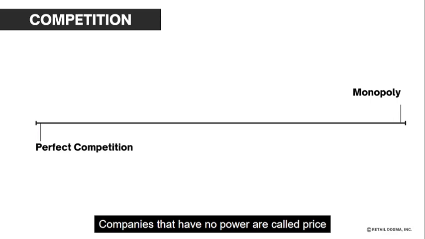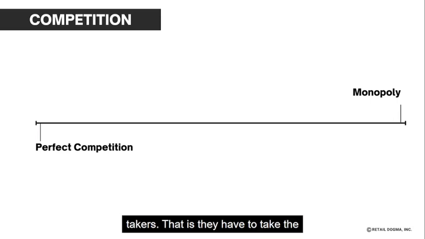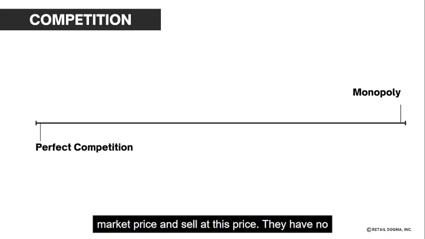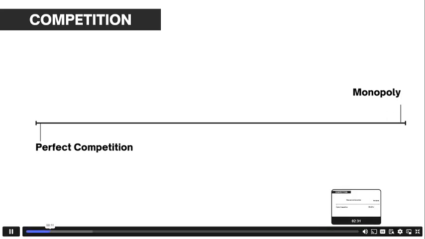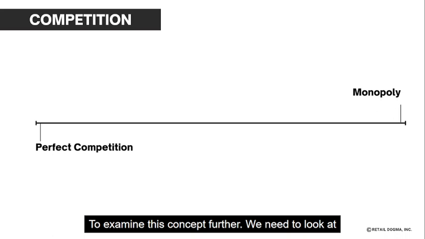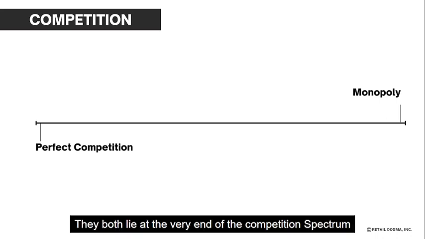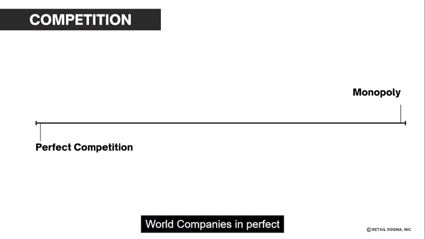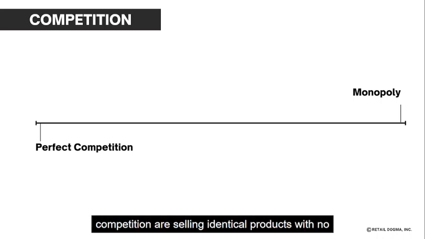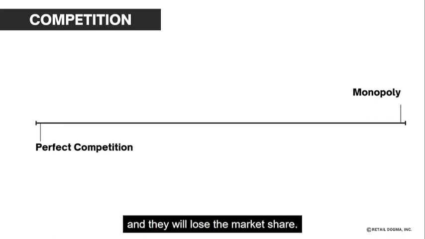Companies that have no power are called price takers. That is, they have to take the market price and sell at this price. They have no power over setting their prices. To examine this concept further, we need to look at two extremes when it comes to types of companies: perfect competition and monopolies. They both lie at the very end of the competition spectrum, where companies in perfect competition are selling identical products with no differentiation whatsoever, and so they are price takers, because they have no power. If they try to raise their price, customers will rush to the competitor or to a new player with lower prices, and they will lose the market share.